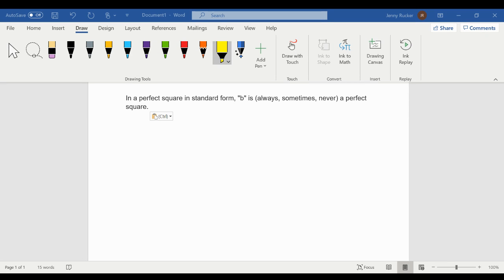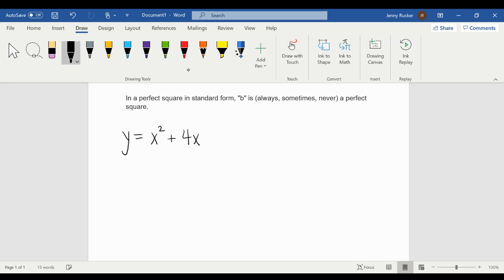Problem, we are asked to complete the sentence with the word always, sometimes, or never. In a perfect square in standard form, B is a perfect square. Let's think about some of our options for a perfect square equation. So let's start with y equals x squared plus, let's go with 4x.